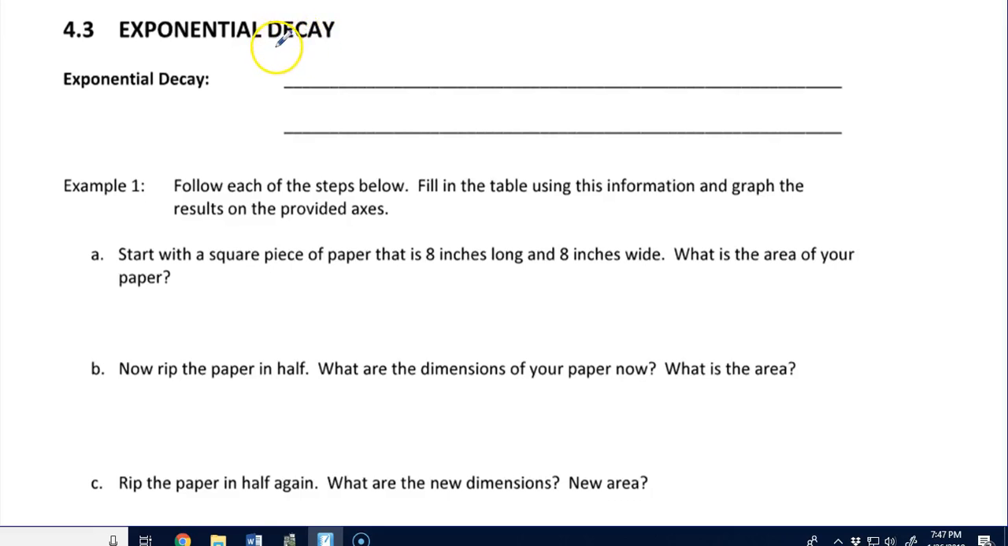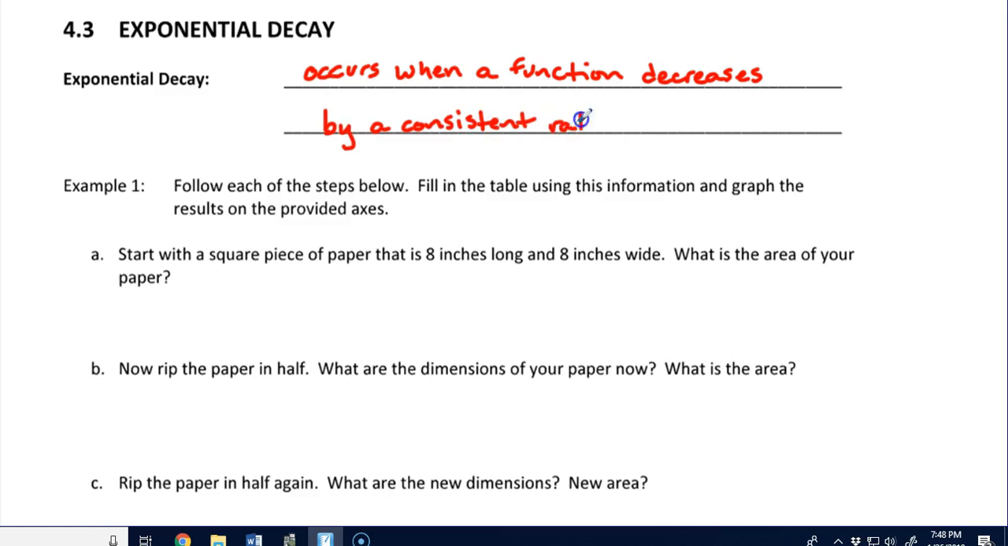In this recording, we're going to learn about exponential decay. Okay, so that could happen when you have a consistent rate that the function is decreasing by. So it occurs when a function decreases by a consistent rate.